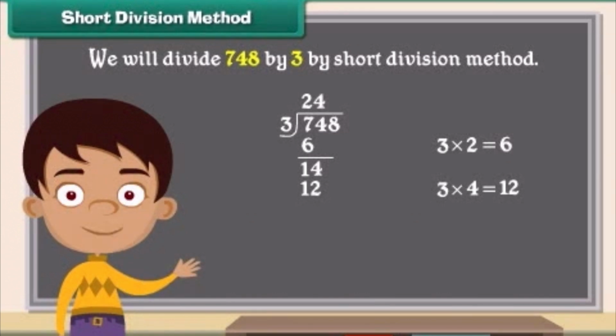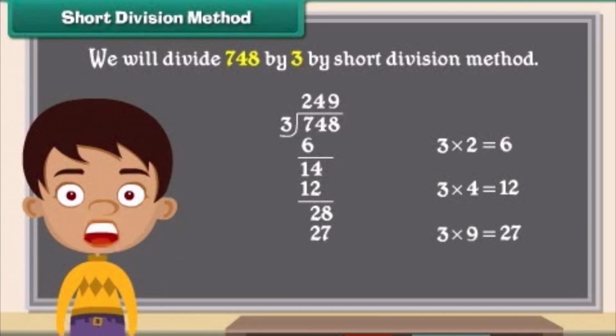Write 4 above and write 2 in front of 8 to make it 28. Then divide 28 by 3. 3 9s are 27. 28 minus 27 is 1. Put your answer 1 as the remainder.